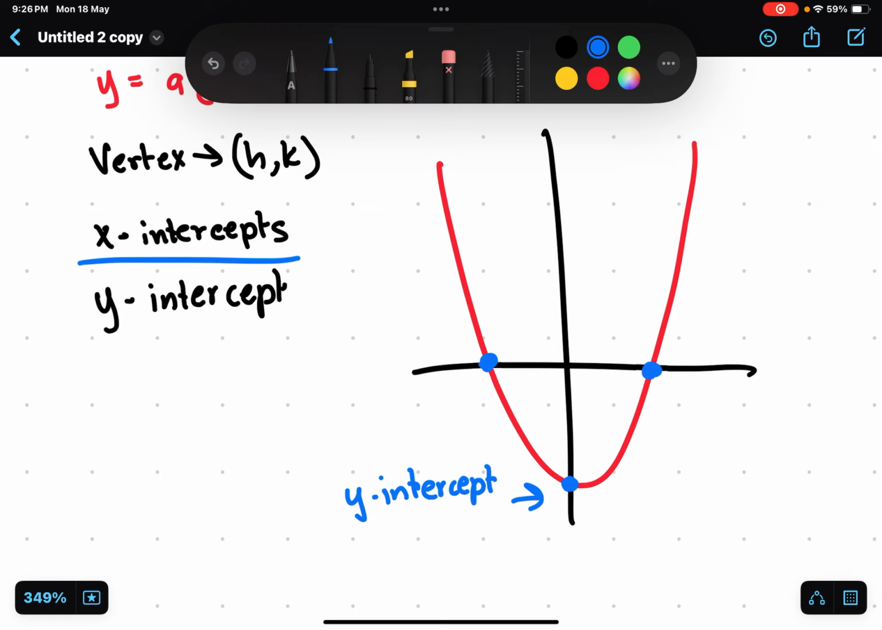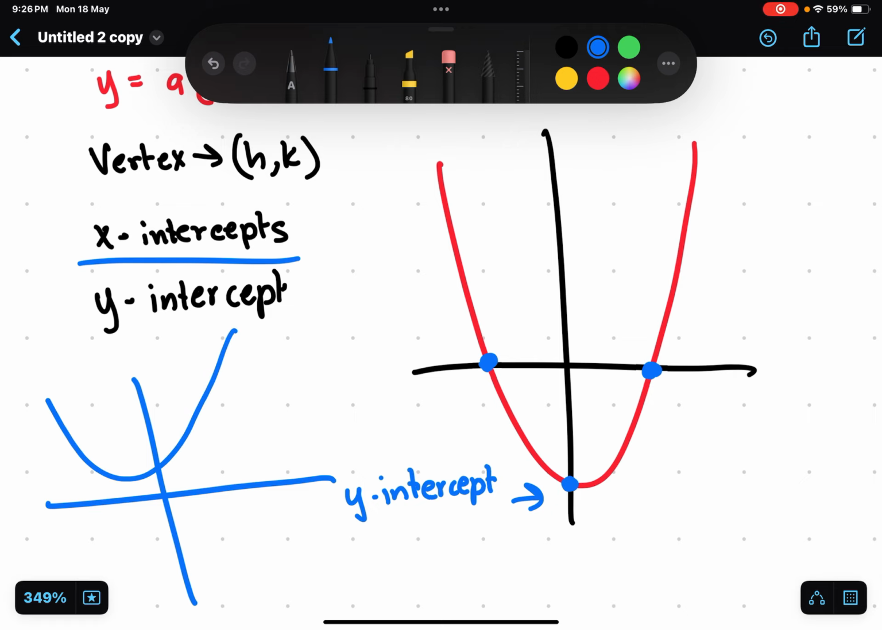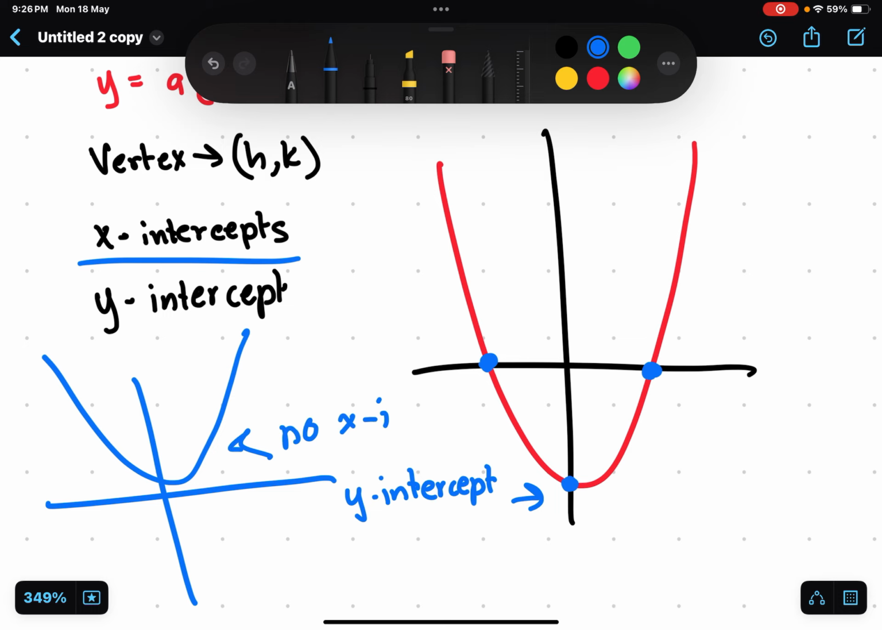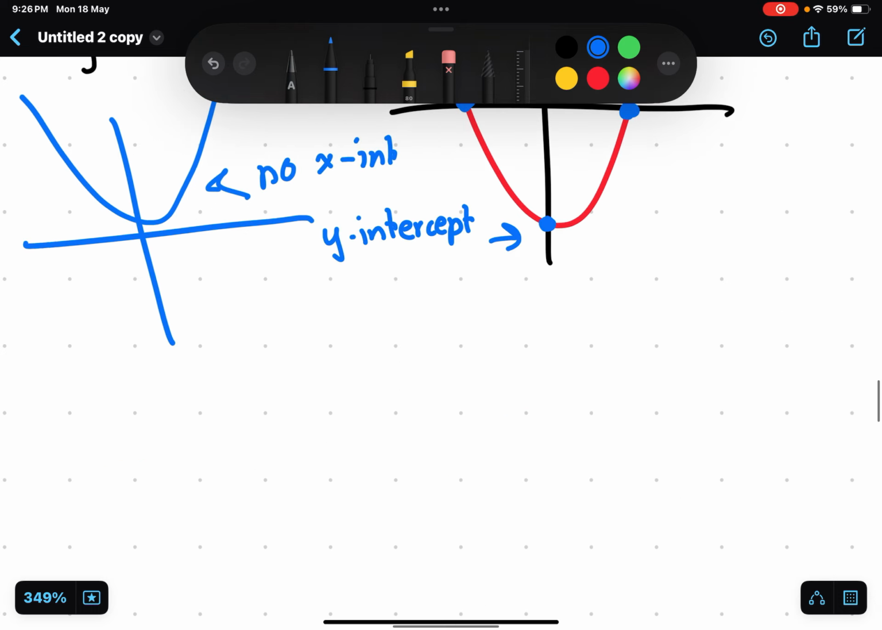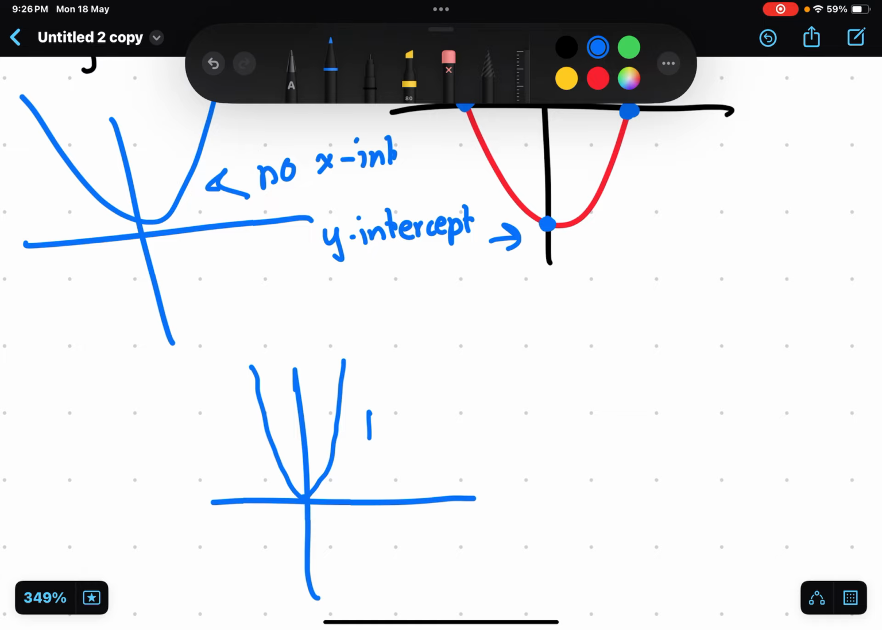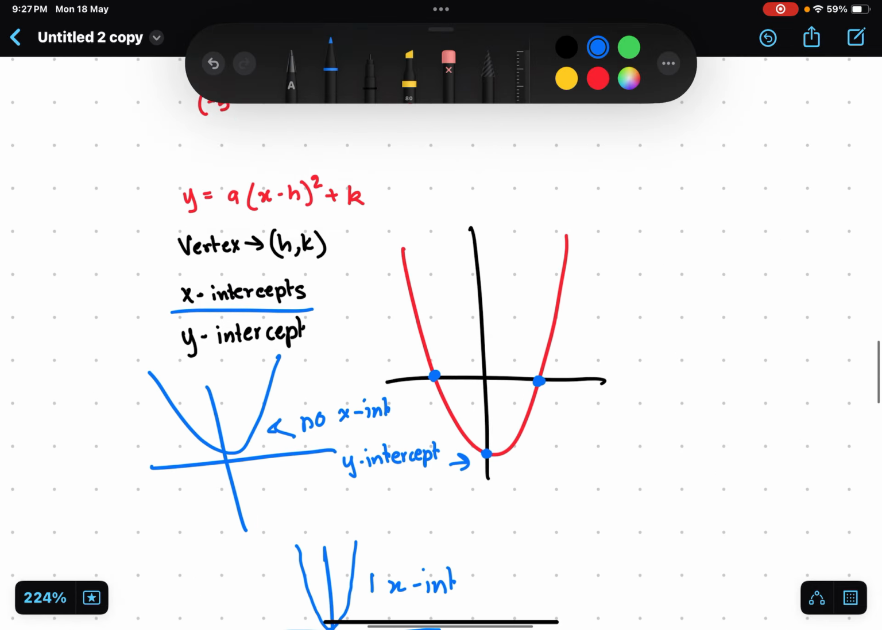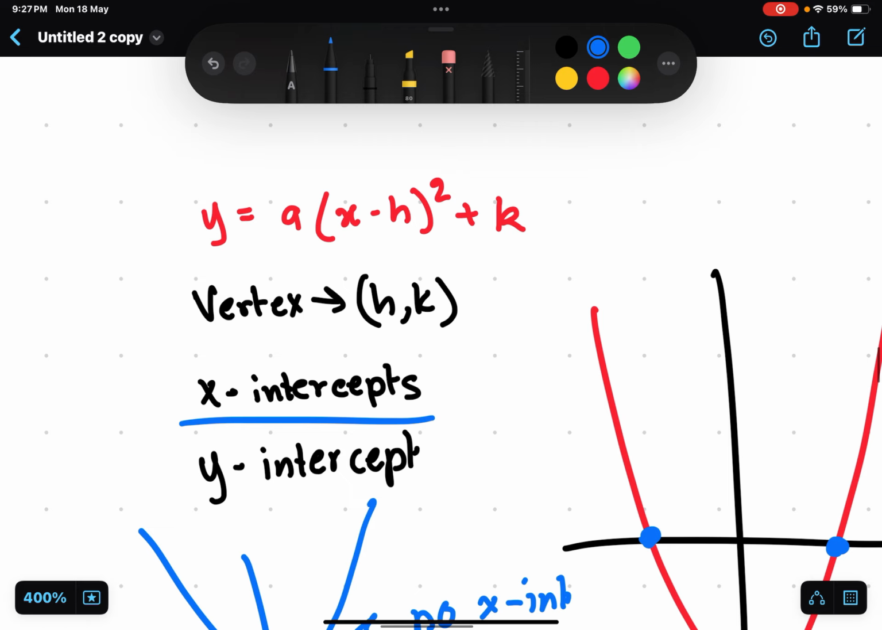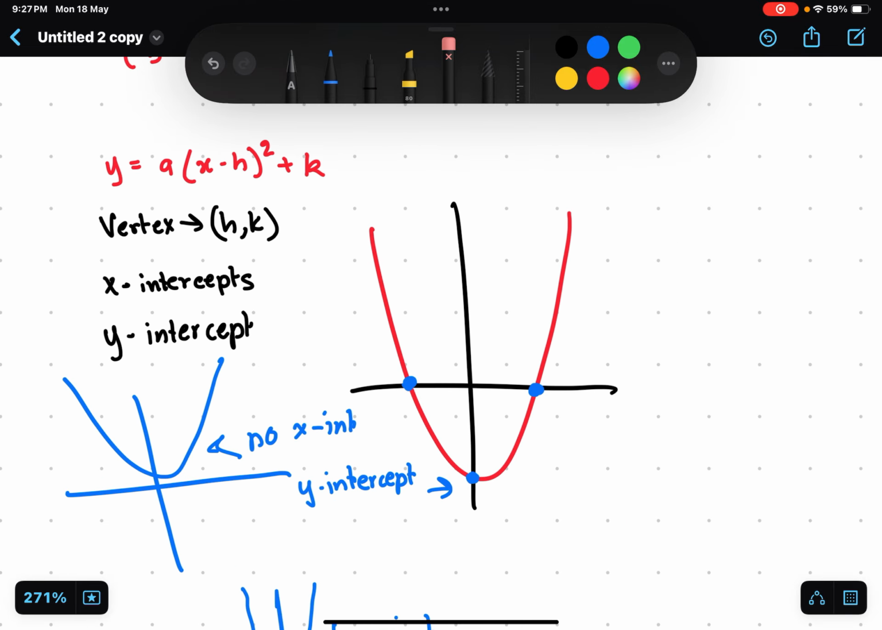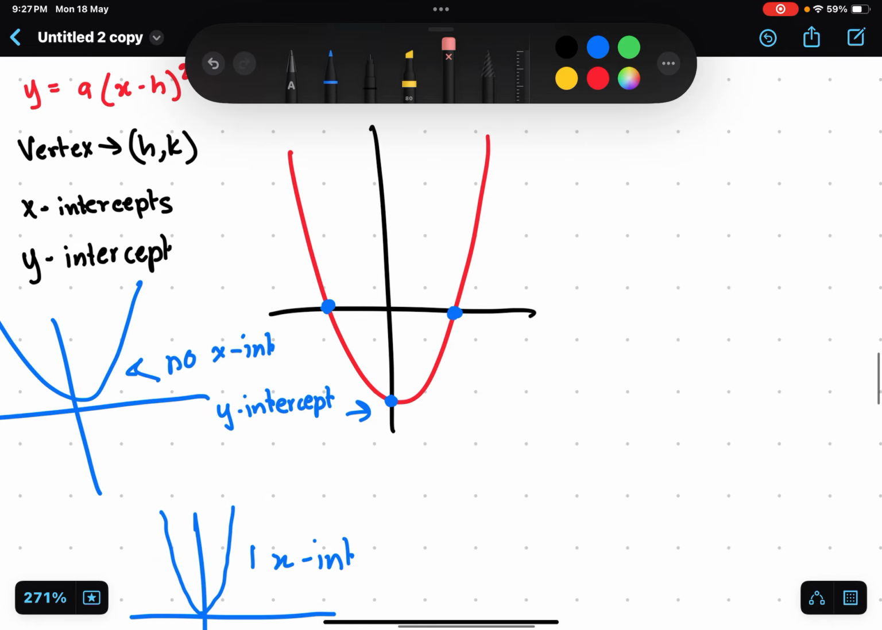Or you might just have one actually. You might just have it like that. You might have none, or you might have one. So this is where you have no x-intercepts, and this is exactly one x-intercept. But it's important to have all of these options so that you can choose, and you can have at least 3 points of the parabola that you can plot out.